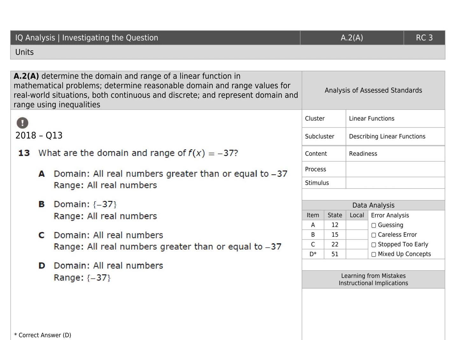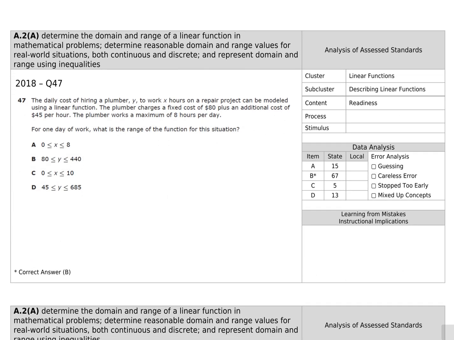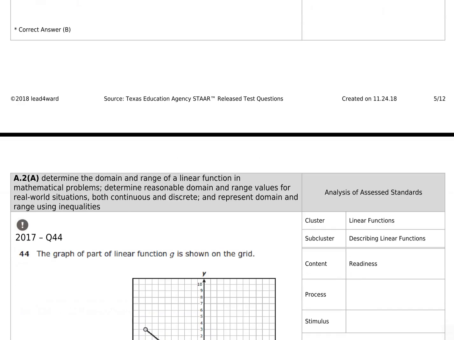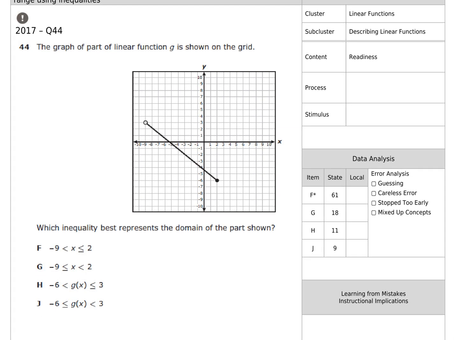All right, we're getting ready for STAAR, and here we have TEK A.2A, which is domain and range of linear functions. We're going to skip down. There are several types of domain and range questions. We're going to start with the easiest kind, which is where we're given a graph.